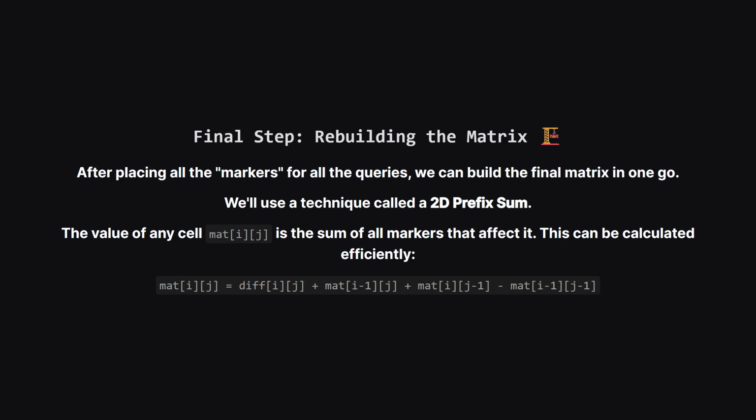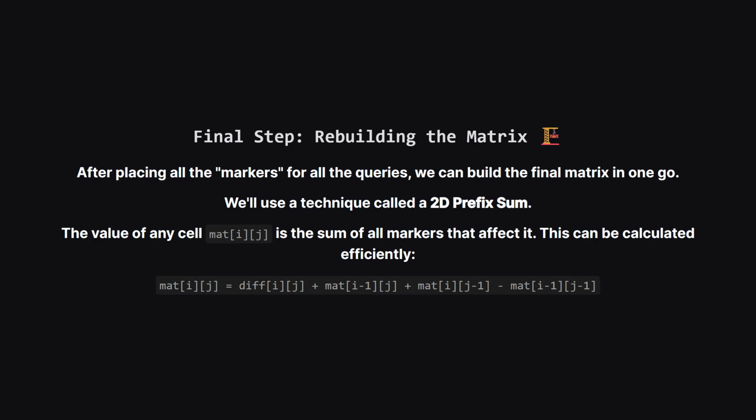Okay, so we've processed all our instructions and our difference grid is full of these +1 and -1 markers. How do we turn this into our final answer? We use a method called a two-dimensional prefix sum. We'll build our final matrix cell by cell. The true value for any cell is simply the sum of all the markers that came before it, both from above and from the left.